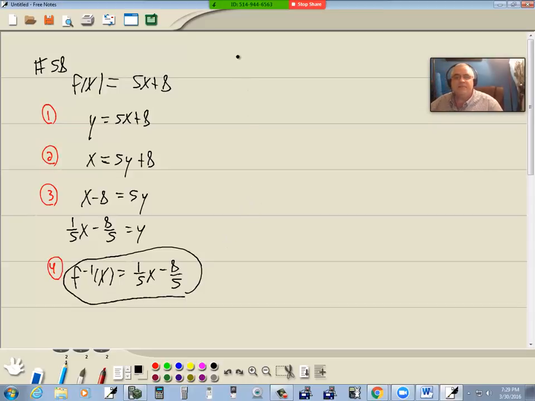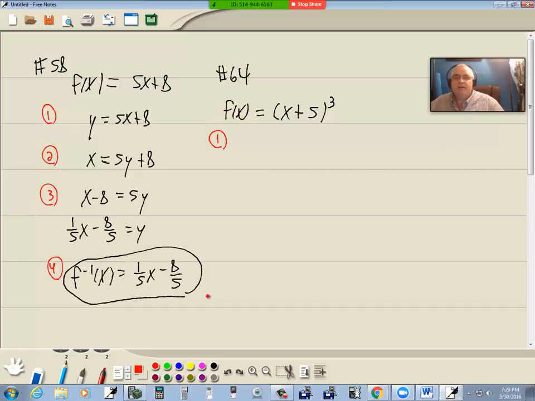Let's take a look at 64. We've got f of x is equal to (x plus 5) to the third power. Want to find the inverse. Of course, it's okay because it has an odd power. It doesn't have an even power. Remember we said you can't have an even power.